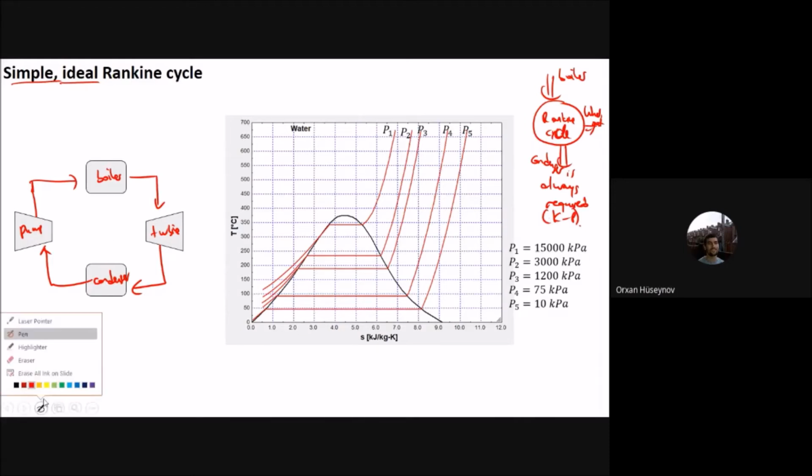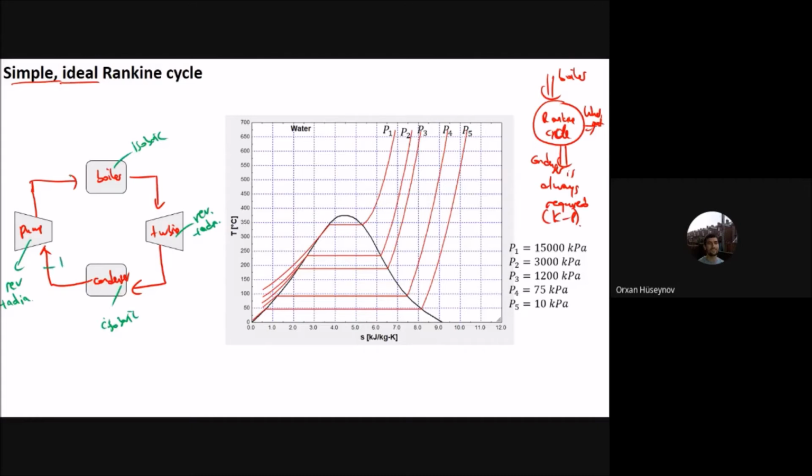Ideal means that here we have the pump, which is reversible and adiabatic, and the turbine is again reversible and adiabatic. The boiler is isobaric, you don't have any pressure drop in the boiler, and the condenser is also isobaric, you don't have any drop in pressure in the condenser. These are the components. Now let's analyze and put some numbers here.